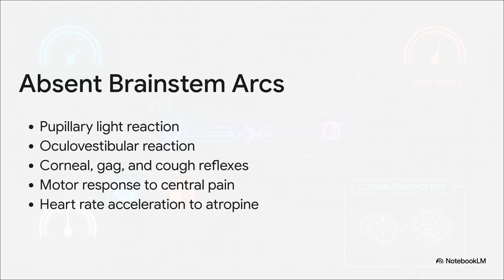We also have to test the vagal nucleus. Normally, if you administer atropine, it accelerates the heart rate by blocking vagal tone, right? Well, in brain death, vagal control from the brainstem is entirely lost. That means the heart rate becomes completely invariant. If you give atropine and that heart rate accelerates even a little bit, the brainstem is still functioning.